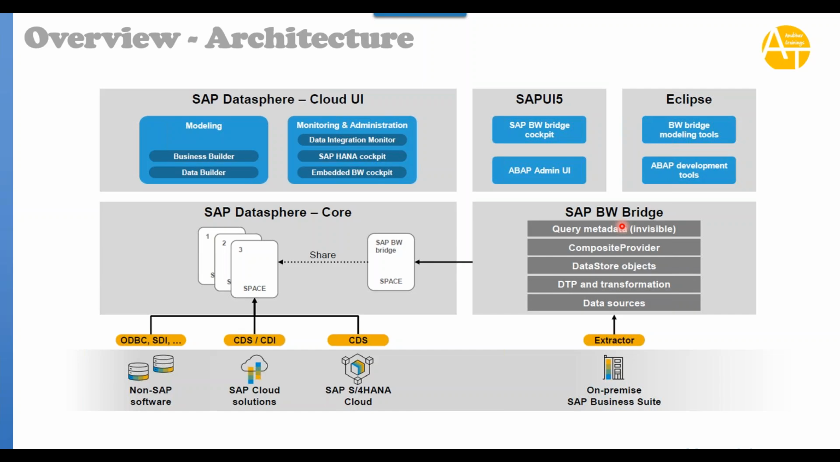So SAP offers the same look and feel as a BW for HANA system. In the Steampunk or in this BW Bridge system, you can use existing extractors.